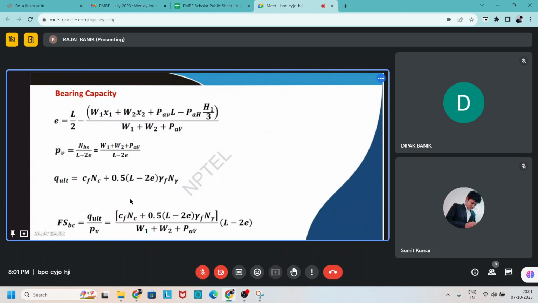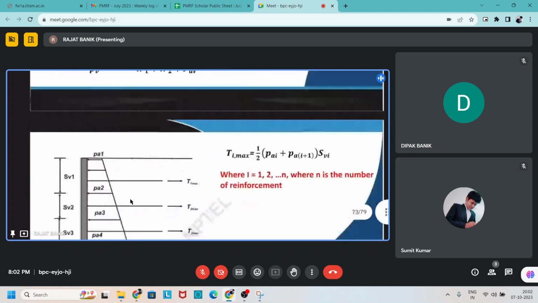One example is also given here: c N_c plus 0.5 (L minus 2e) and so on. By this formula, we also find the ultimate bearing capacity, and then we find the factor of safety against bearing capacity failure, where the ultimate bearing capacity is divided by P_V, and P_V is also found from the above formula. With all these formulas, we find the factor of safety against bearing capacity failure.